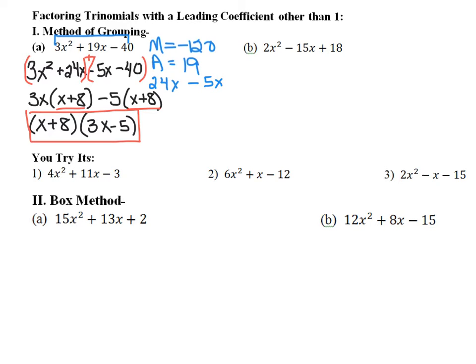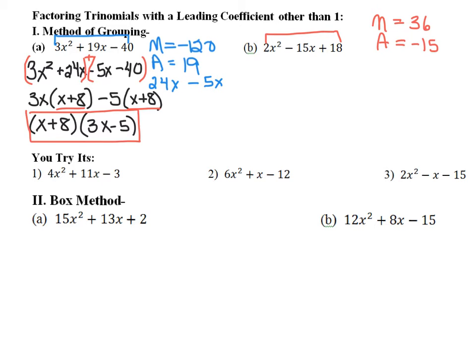So 2x squared minus 15x plus 18. I'm looking for two numbers that multiply to give me 36. So I multiply 2 times 18, that's 36. I want to add to get the middle number, that's negative 15. So think about what two numbers multiply to give me 36, but when I add them I get negative 15.